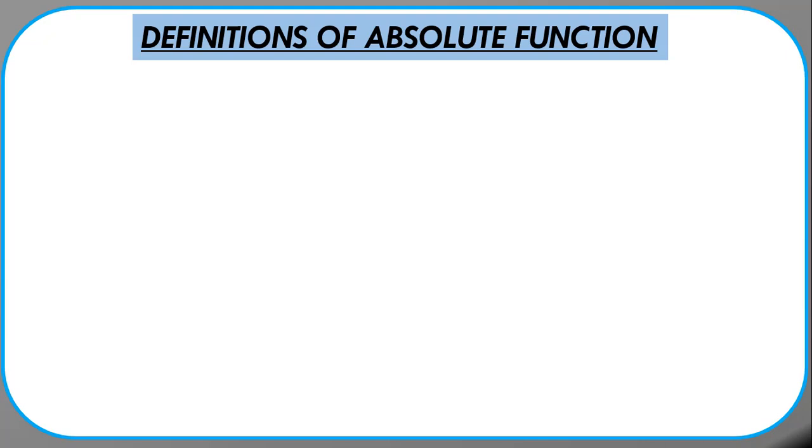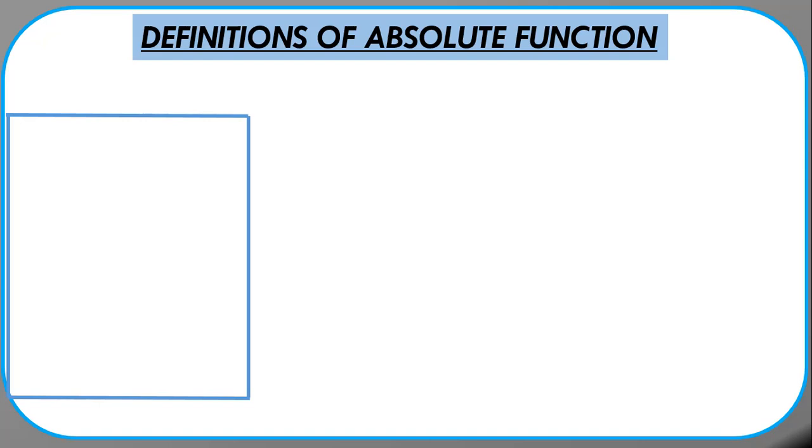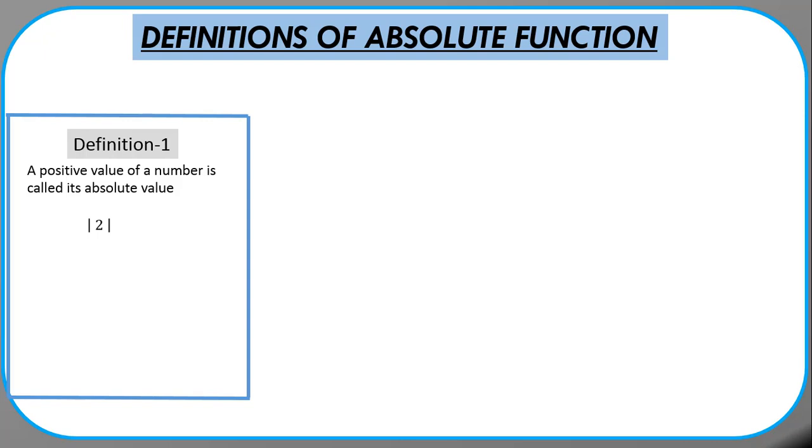So here I'm going to give you the first definition. The first definition says the absolute value of any number is the positive value of that number, and we call it the absolute value. This is the very basic definition of your absolute value function. If you have a number 2 and we need to find the absolute value of this 2, what you have to do is take the positive value of this 2, which is again 2.